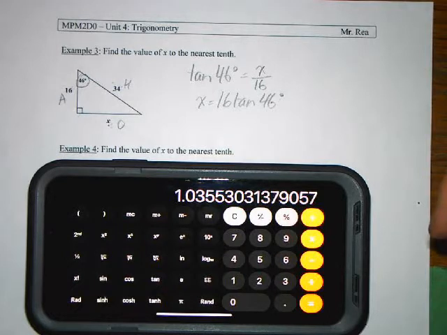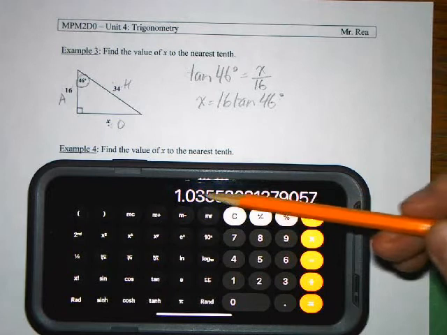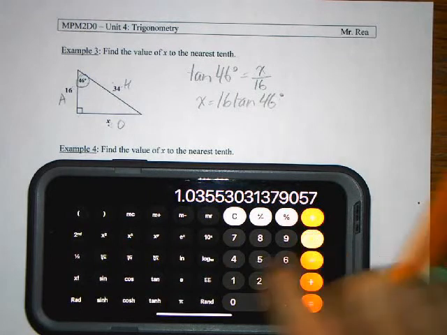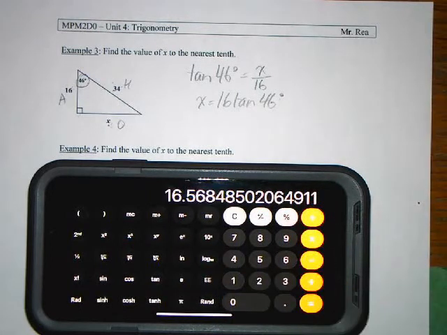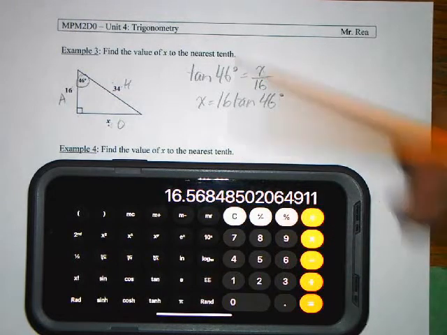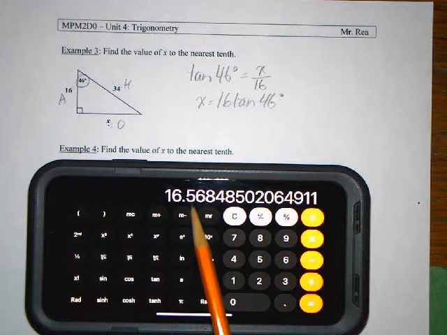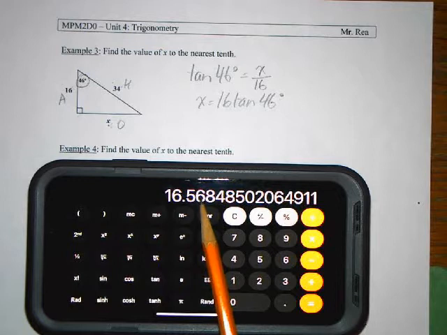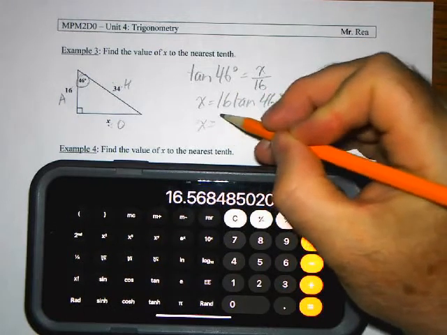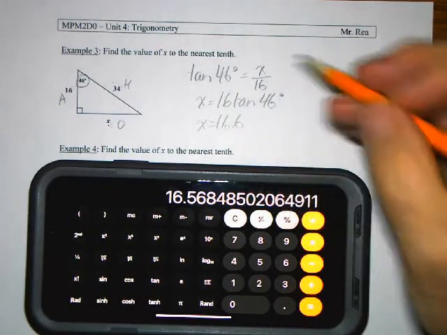So that number here, 1.03, is tan 46, and now I'm going to multiply that by 16, and I get 16.56, and this is again rounded to the nearest tenth. So the tenth would be the 5, so it either stays at 5 or goes to 6. In this case, it does jump up because the number to the right is 5 or higher, so it's going to be 16.6 units.